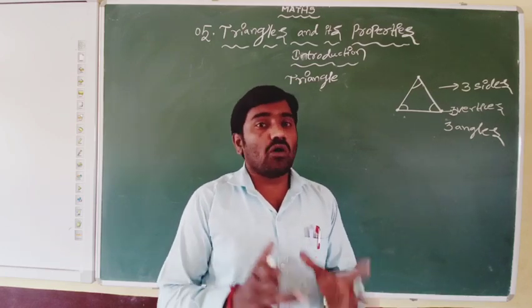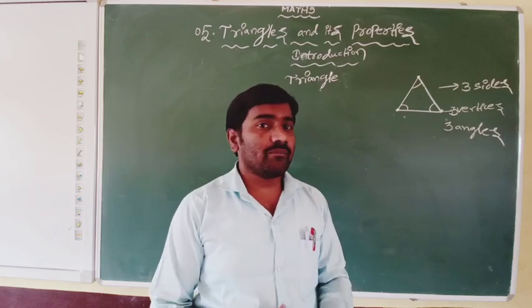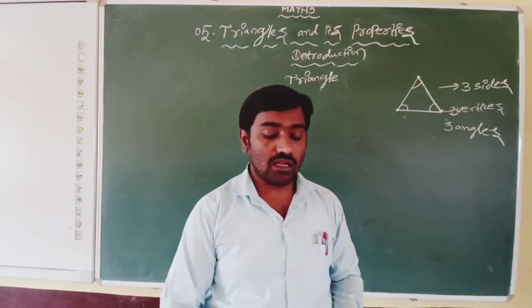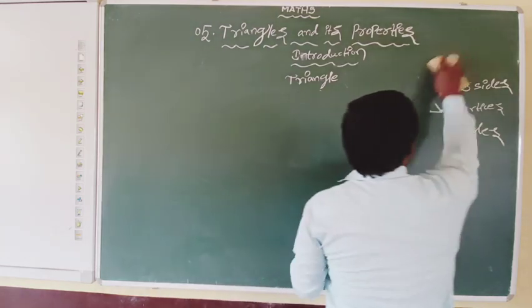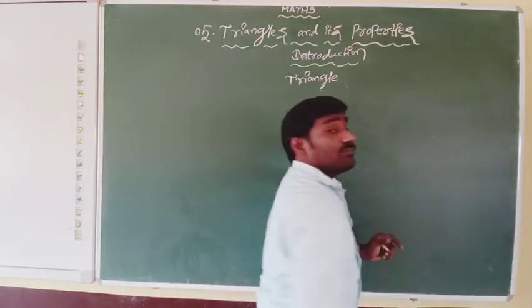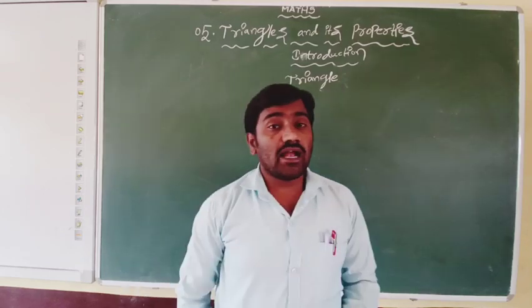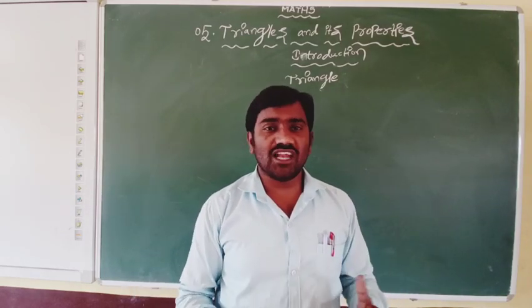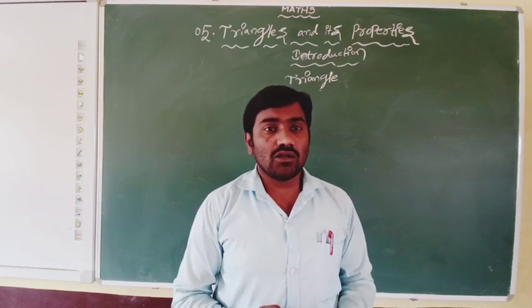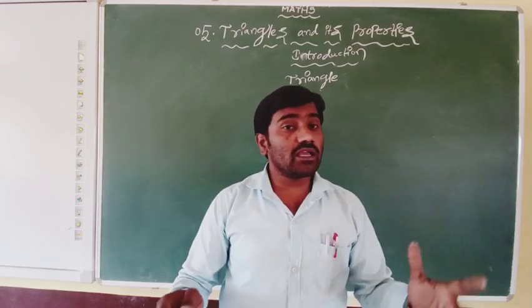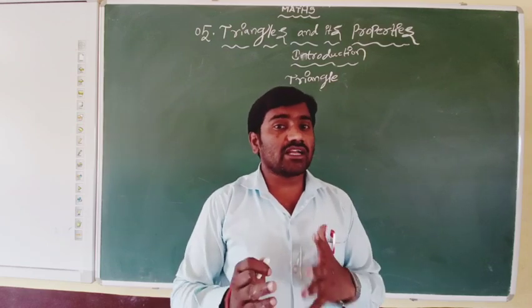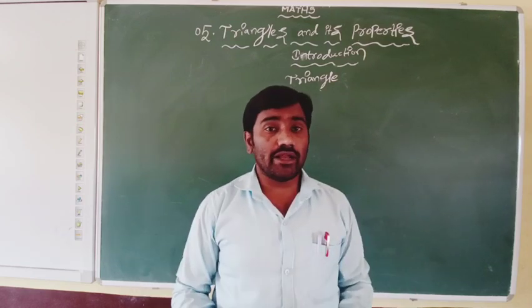Before going to all the properties, let's discuss the triangle and the division of triangles. Now we know the meaning of a triangle: a simple closed figure which is bounded by three line segments. All the three sides may be equal or unequal, and all the three angles in the triangle may be equal or unequal.